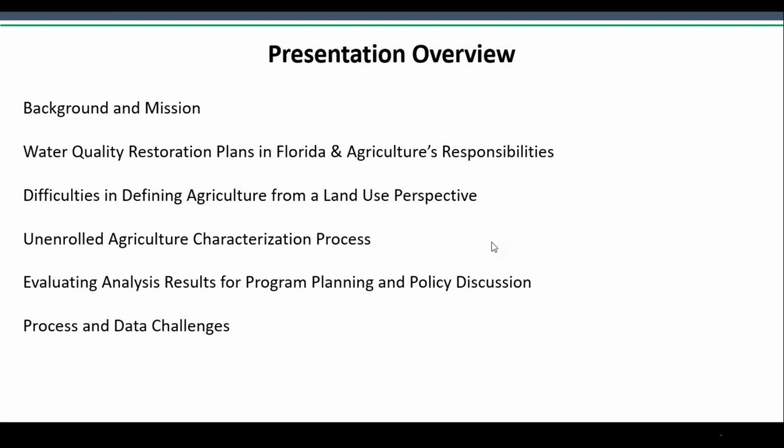This presentation will describe how the Office of Ag Water Policy within the Florida Department of Agriculture and Consumer Services examines unenrolled agricultural lands statewide at the parcel level to identify enrollable agricultural activity. And we'll talk about how this information is being used to monitor the program's progress and guide discussions relating to agriculture.